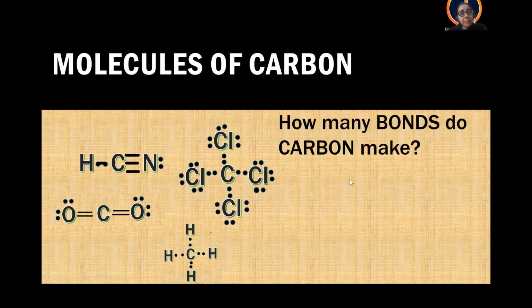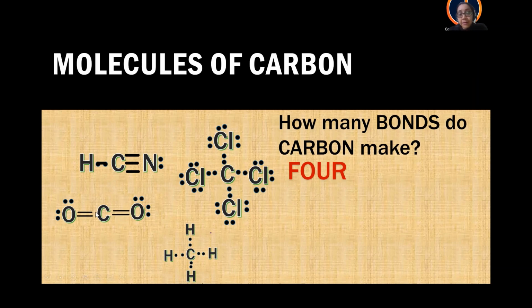How many bonds do carbon make in these compounds? Write down the correct answer in the chat. I'm sure that you have answered it correctly. It is 4. For example, for hydrogen cyanide, on one side it is a triple bond and on the other side a single bond, but the total number of bonds should be 4.